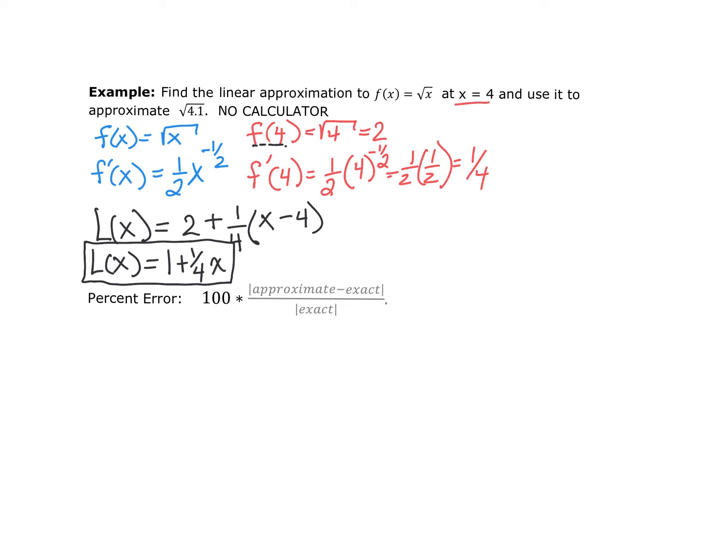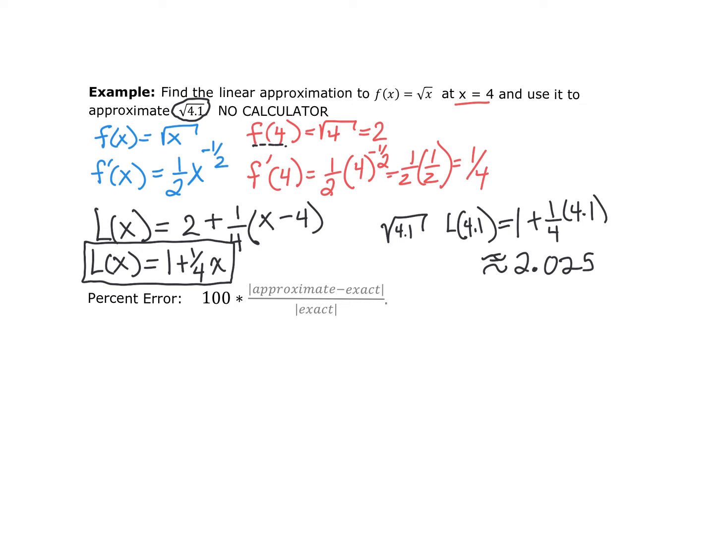All right, so where were we? We were at finding the linear approximation of the square root of 4.1. So the square root of 4.1 will be approximated by this line, 1 plus 1/4 times 4.1, and we're going to get 2.025 approximately.